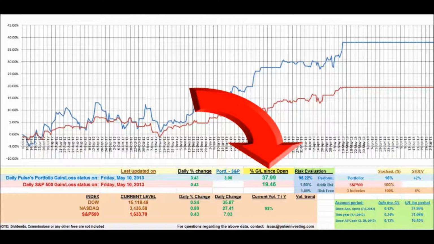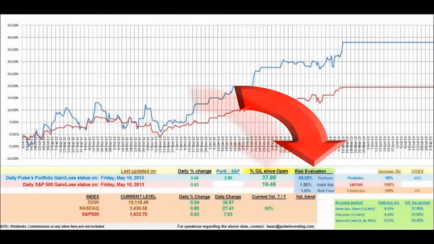Pulse has gained 37.99% and the S&P gained 19.46% during the same period in the last 10 months. So we are roughly twice the rate of the S&P. This is a good thing because we have a program where you can literally duplicate our exact trades.